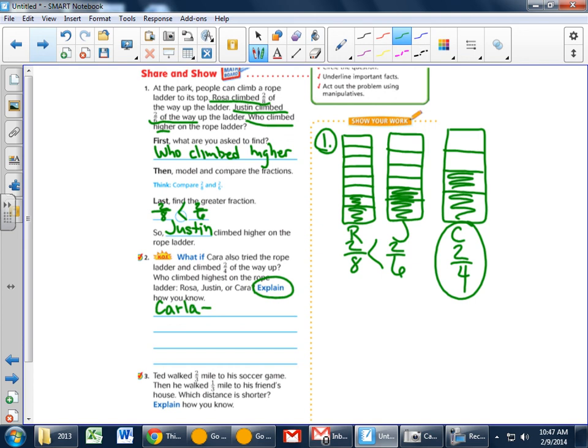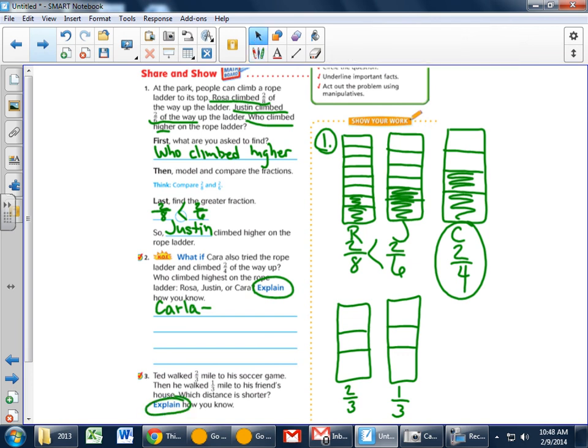And number 3, Ted walked 2/3 mile to his soccer game. Then he walked 1/3 mile to his friend's house. Which distance is shorter? Explain how you know. So again, I would just draw 2 pieces, and I would label them 2/3 and 1/3. You know that you have to split them both into thirds, and then you're going to color in and see which one is shorter, and then you're going to explain how that worked for you. Go ahead and do number 3.